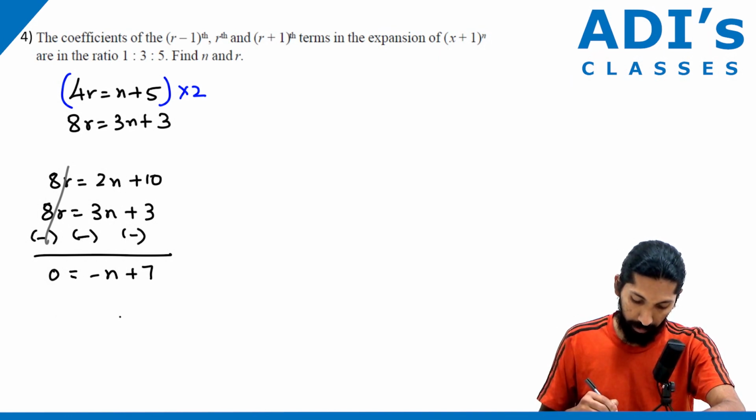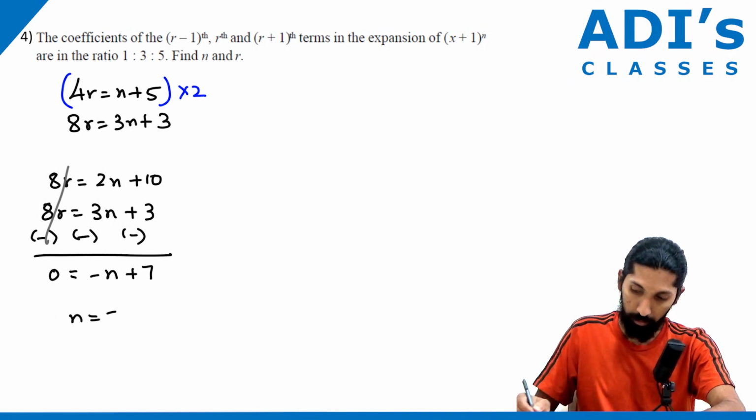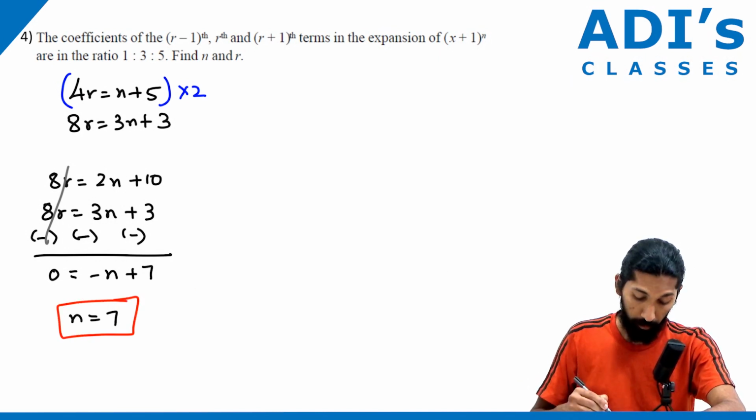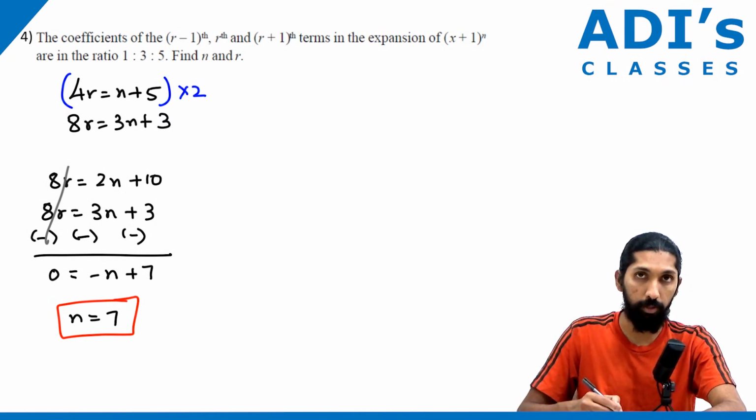That means what do we get? We are going to get n is equal to 7. So we got the value of n as 7. Now substitute this n as 7 in any of the equations. Probably I'll substitute in the first equation.